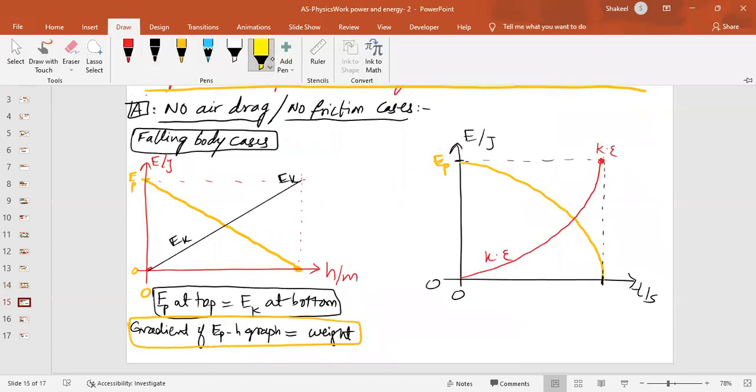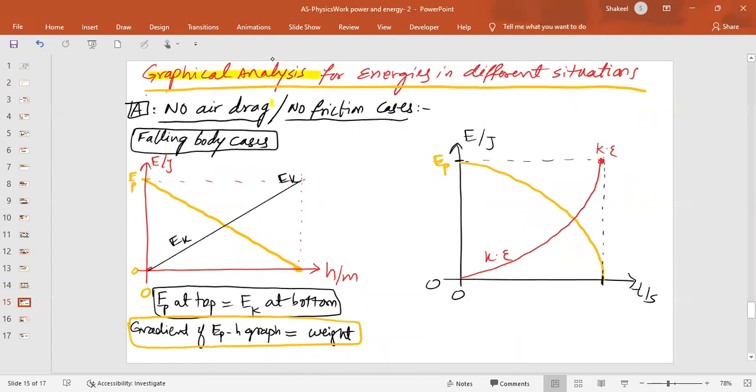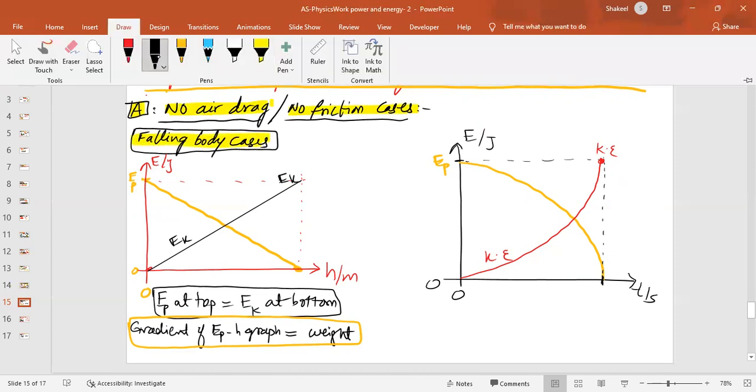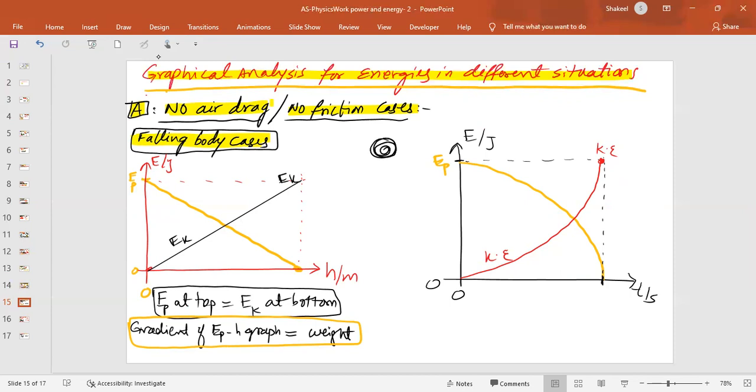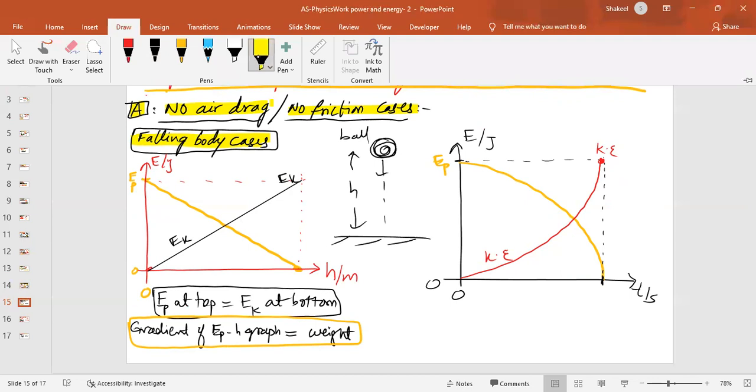Okay, let's move forward to some graphical analysis of energies in different situations. Let's make some graphs. And the first is when there is no air drag or no friction. So for the falling body cases, like you're going to drop something, let's say this is a ball, and you are going to drop it from a certain height. And what you have to do is make its energy graphs.